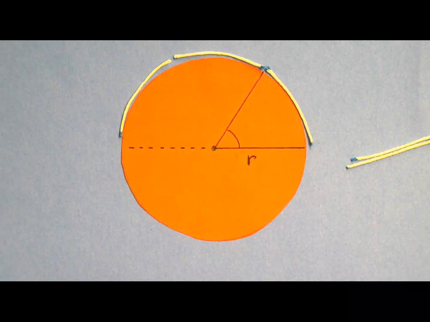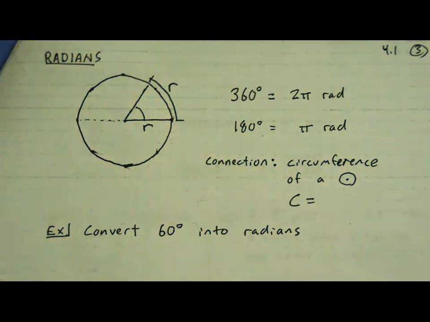Now, if I wanted to go all the way around, it's going to take me a little bit more than 6, about 6.28, which is 2 pi. So here's what I need you to know, okay? This made it make sense.